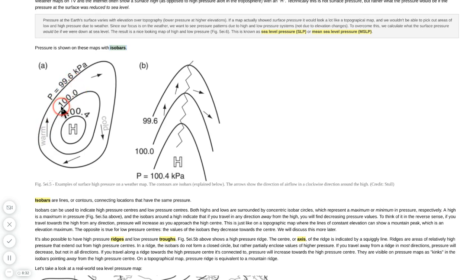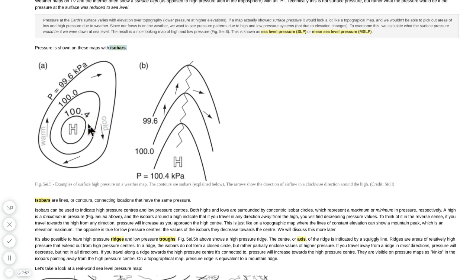This line here is labeled 100.0 kilopascals, so that value is slightly higher. So anywhere along this line is a slightly higher value of 100.0 kilopascals. Similarly, this line is labeled 100.4 kilopascals, so we have an even higher pressure. So that's what these isobars or contours mean. They indicate some sort of constant value. In this case, they're indicating a constant or equal pressure value anywhere on that line.